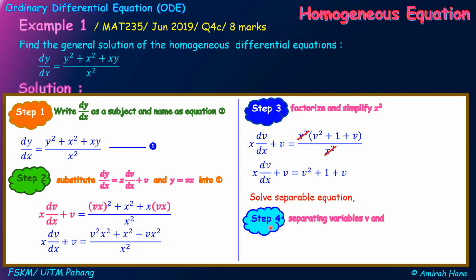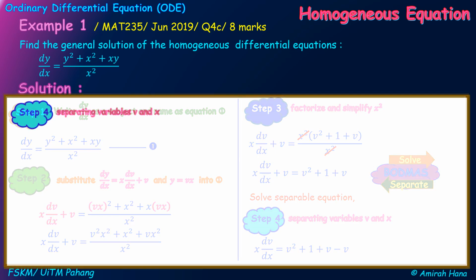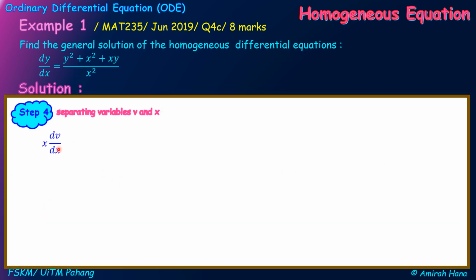So we continue with step 4, separating variables v and x, because here we have variables v and x. When we want to separate, we can follow BODMAS, but backwards. So we need to separate subtraction and addition first. From here we have plus v, so we can move it to the right hand side. So we have x dv over dx equals v squared plus 1 plus v and then minus v. After we simplify, we have x dv over dx equals v squared plus 1.